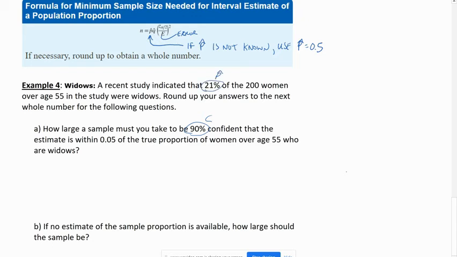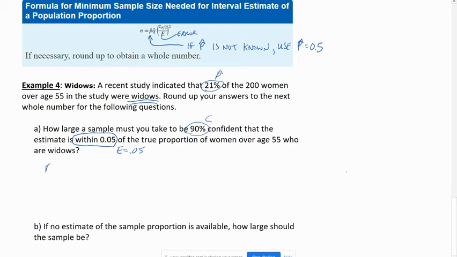That's our... we're saying 21% of the people had this characteristic that they were widows. And we want to be 90% confident that the estimate is within 0.05 of the true proportion. Okay, so that is our E value. E equals 0.05. Okay, and so I think we have everything we need to do the calculation.